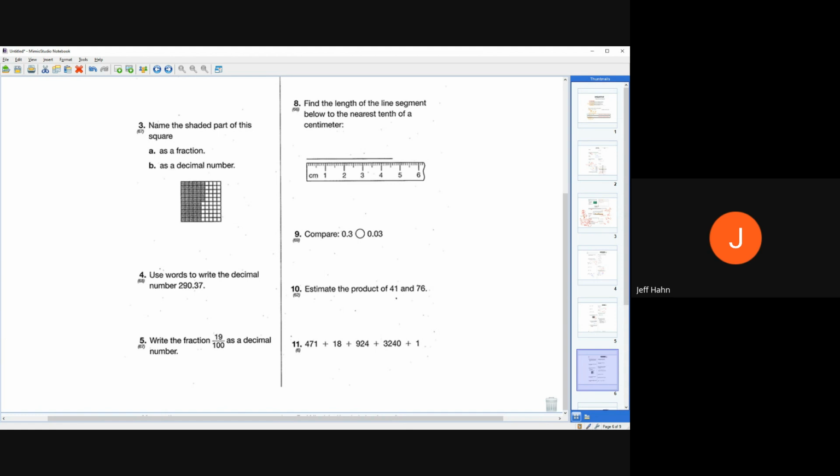Number 9, Cash: 9 should be greater than. 9 is greater than. 10, Franciscini: I have 3,200. Product means to multiply: 40 times 80. Number 11, Matt.